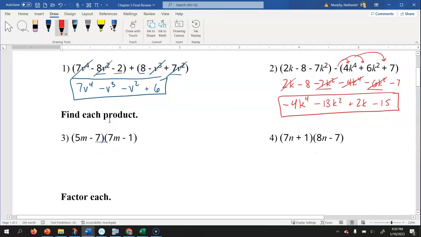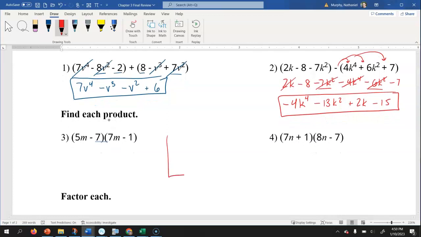All right, for 3 and 4, they ask us to find the products. To find the products, you can FOIL these if you want to. Remember, we taught this using the box method, so if you want to use the box method, you can do that.